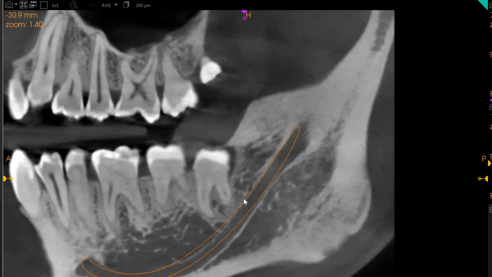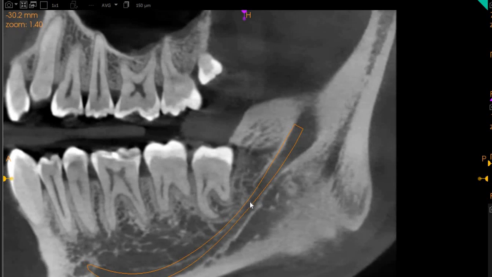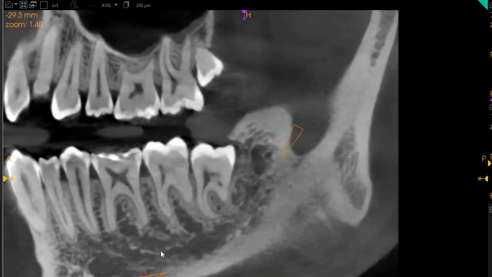But this is how you can see that we are close on the left hand side, but we're well aware and clear for extraction, and the risk of damage is minimal in this case.